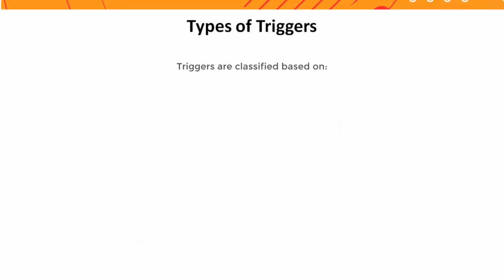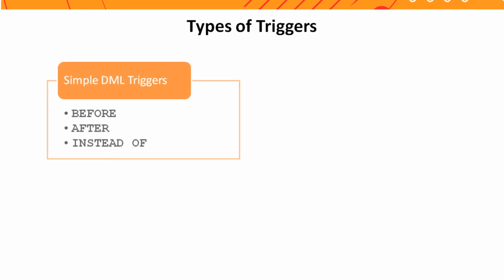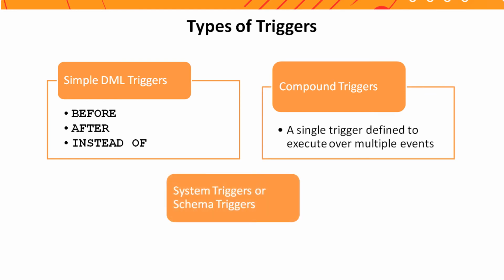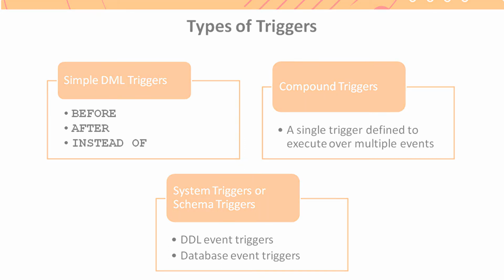Triggers are classified based on their triggering event, how they are organized, and for what type of statements they execute. Accordingly, there can be simple DML triggers that are defined to execute before, after, or instead of a DML statement. Compound triggers, those that have a single trigger defined to execute over multiple events, or system triggers or schema triggers that are defined to execute on events pertaining to the database or schema. The triggering event might be either a DDL statement or a database operation.